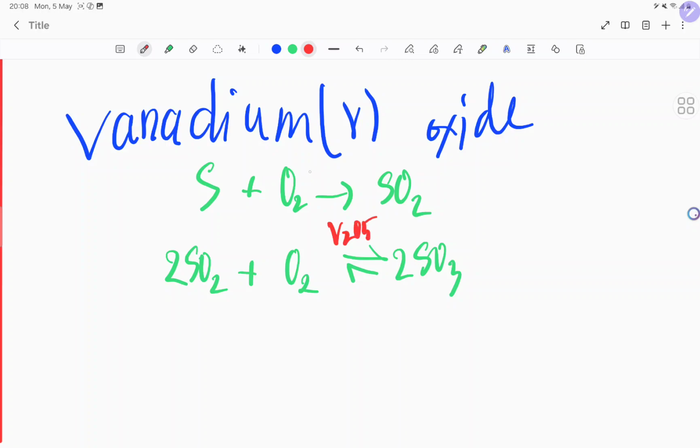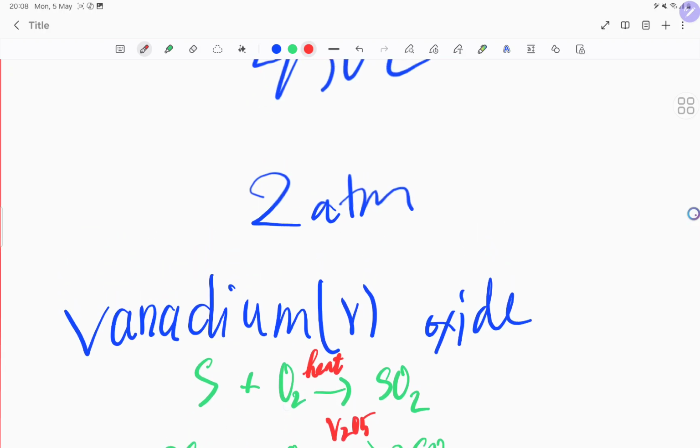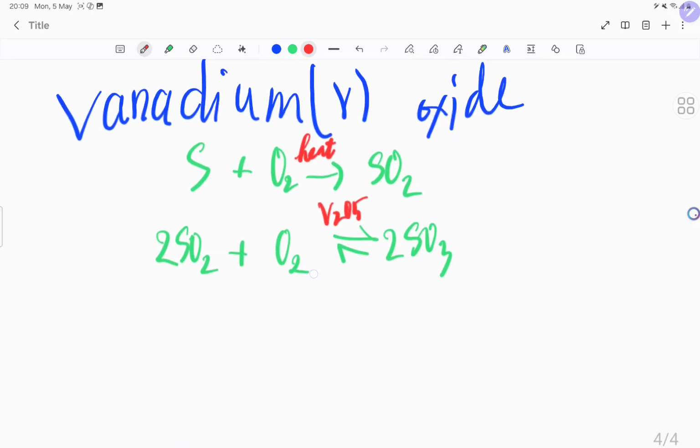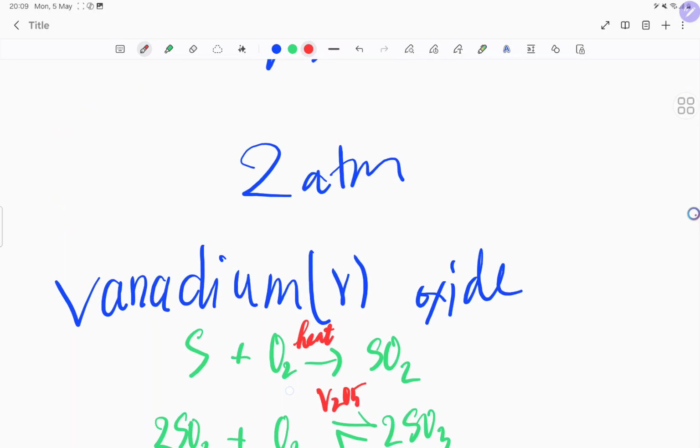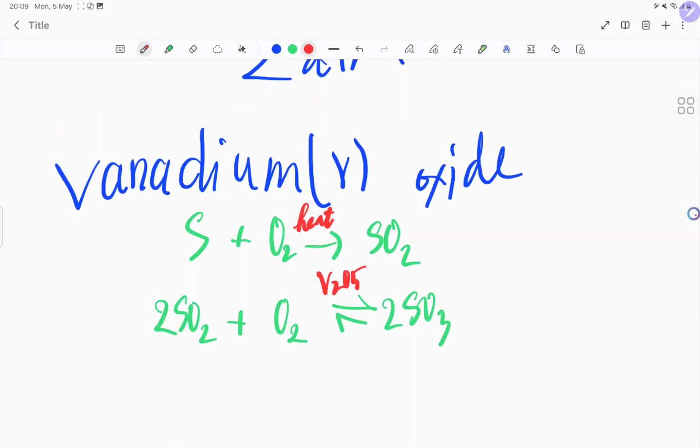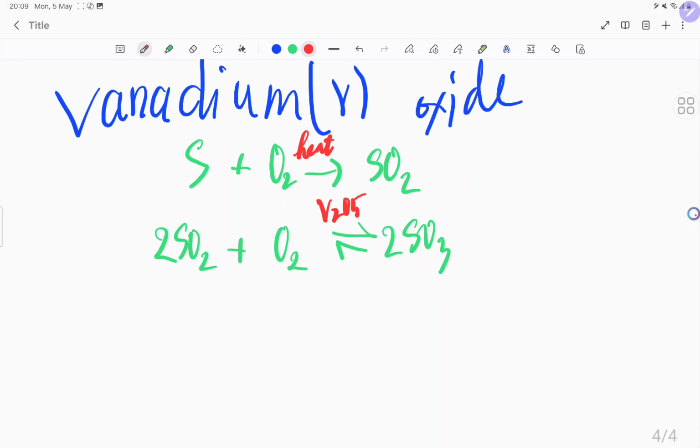See, so we need the heat here. When you burn the sulfur, you need heat. So that's the temperature, 450. You mean the 450 here? No, it's not the heat. It's for this one. Also the pressure for this one only. And then SO3.